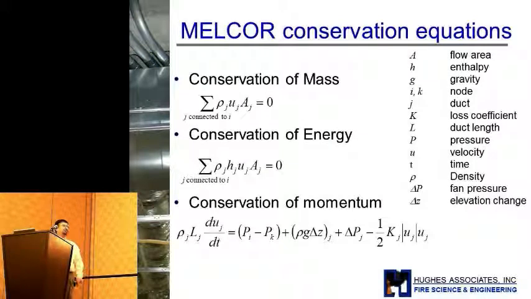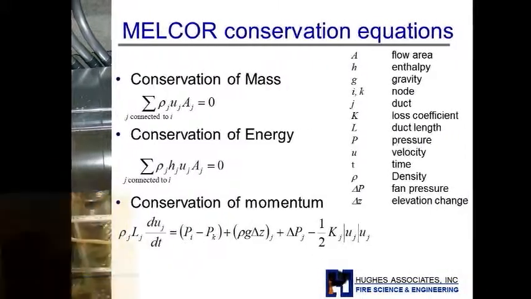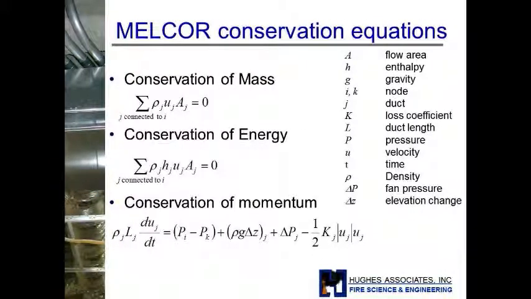So basically what we have in MELCOR is a set of three equations. At every node in the equation, a node would be where one or more ducts join together or where a duct connects into a space, we solve for conservation of mass and energy, and then on the length of duct segments themselves, we solve for conservation of momentum. So we basically say that whatever flows into a node flows out of a node. We conserve mass. Whatever enthalpy flows into a node flows out of the node somehow. Conservation of energy.